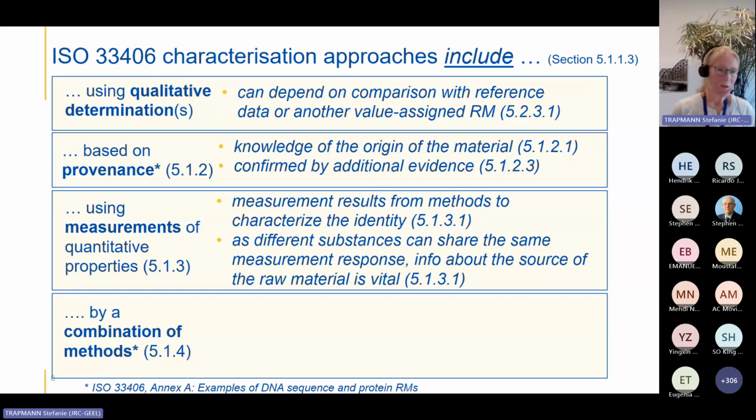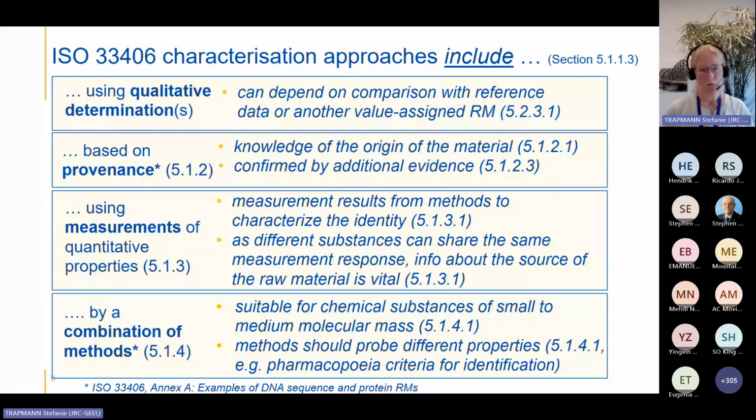And last but not least, of course, you can also apply, or we recommend you can also apply, a combination of these methods which are given here above. For instance, for chemical substances, it's often suitable to have combinations of methods. And a good example here is certainly the pharmacopoeia, which uses this approach for identifying chemical substances. ISO 33406 has an Annex A, and in there some examples of DNA sequence and protein reference materials are given, which illustrate 2 of those approaches further.